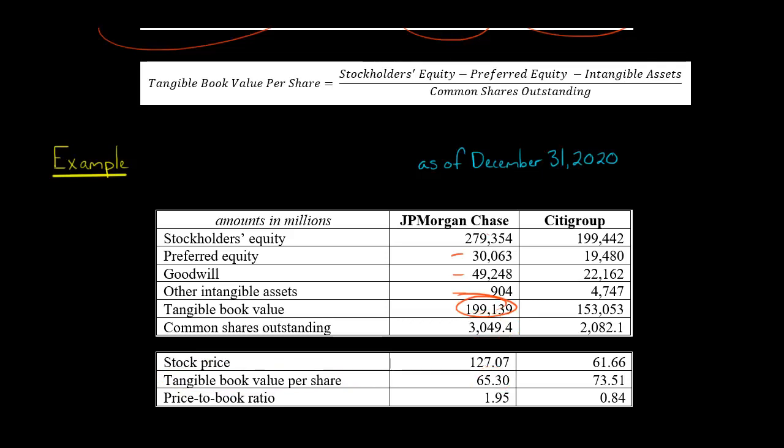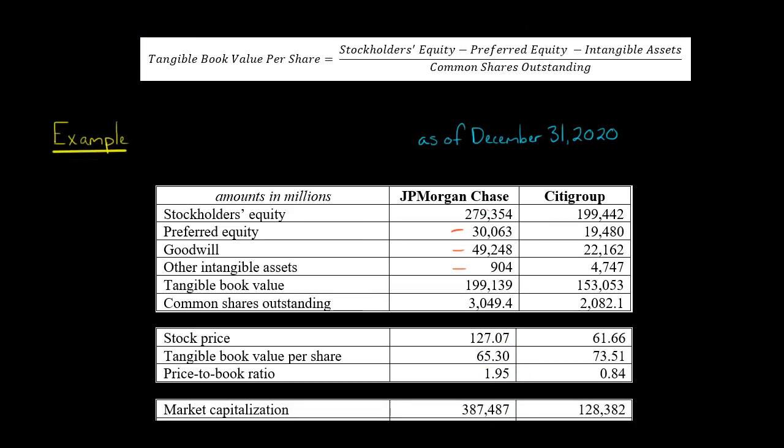Now, I looked up the stock price of each of these companies so that we could then calculate the price-to-book ratio. So let's do JP Morgan Chase first. We take the stock price, which was a little over $127 as of December 31st, 2020. We divide that by the book value per share, and we get 1.95.